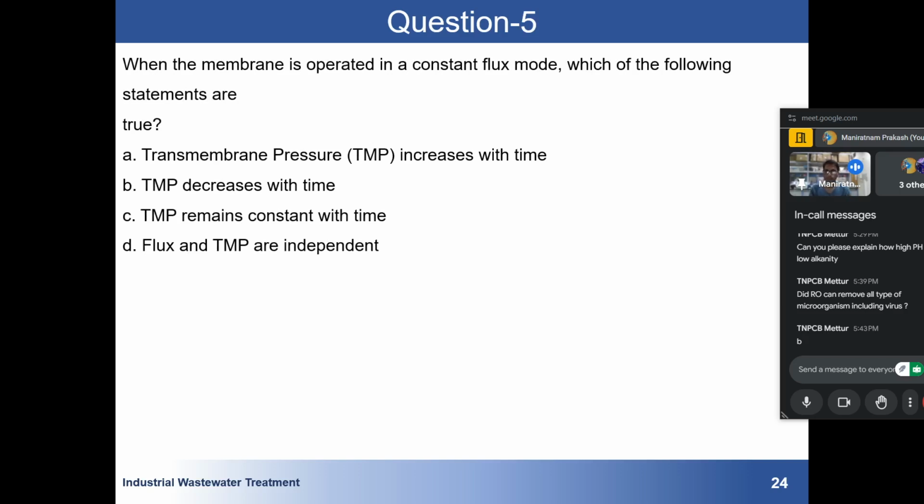Which of the following membranes is operated in a constant flux mode? Which of the following statements are true when the membrane is operated in a constant flux mode? It is multiple correct.